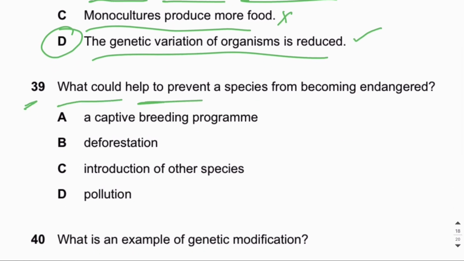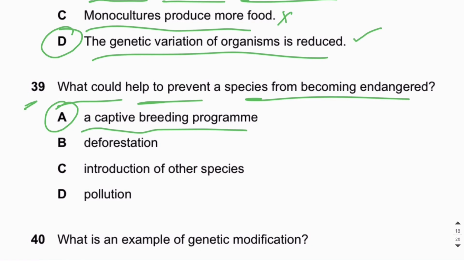MCQ number 39. What could help to prevent a species from becoming endangered? So the answer is captive breeding program. As you all know, the captive breeding program involves capturing the animals and putting them in cages and allowing them to breed. So when the animals breed in cages, offspring are produced, and then offspring are grown. They are taken care of. There's healthcare maintenance, right? And they're provided food. When the numbers of the animals increase, then these animals are reintroduced into the wild. So captive breeding program is a very good way to prevent species from becoming endangered.